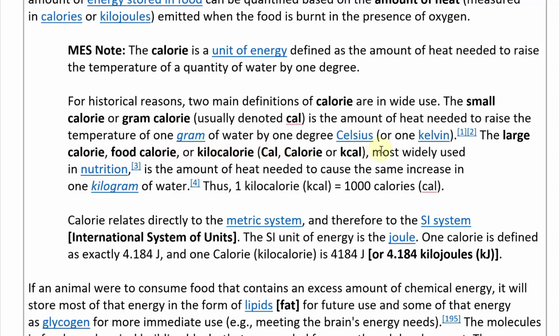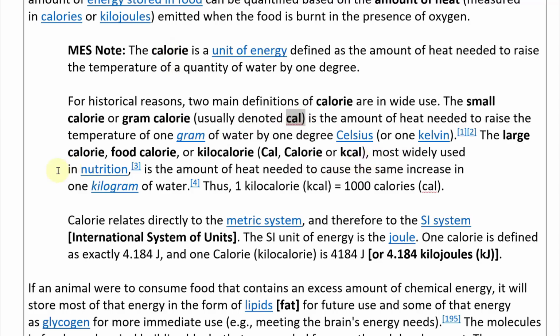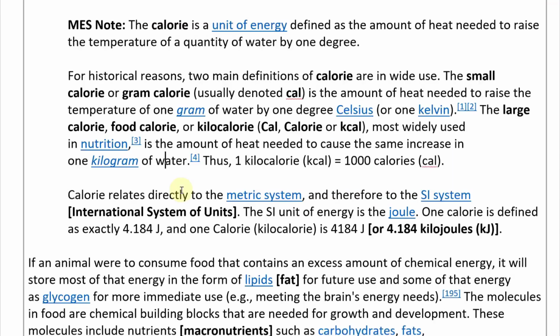The large calorie, food calorie, or kilocalorie is a Cal. This is usually what's found on nutrition labels. This calorie with a capital C, or kcal, is 1,000 times bigger than the small calorie. It is the most widely used in nutrition and is the amount of heat needed to cause the same increase in 1 kilogram of water. So 1 kilogram of water increased by 1 degree, versus the small calorie which is just 1 gram. Thus, 1 kilocalorie, kcal, equals 1,000 calories, cal.